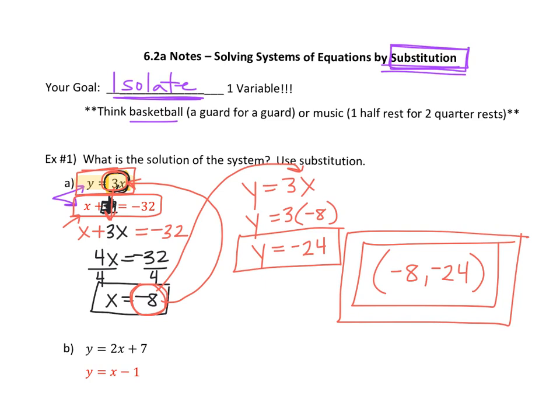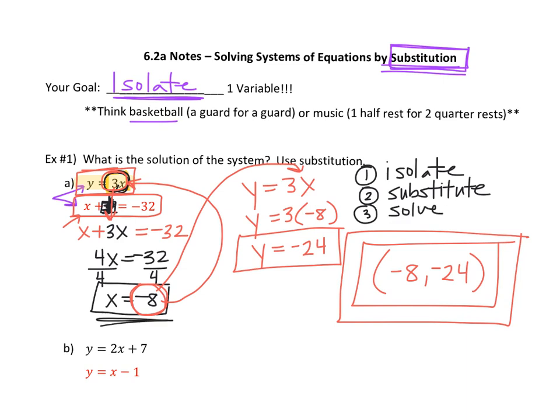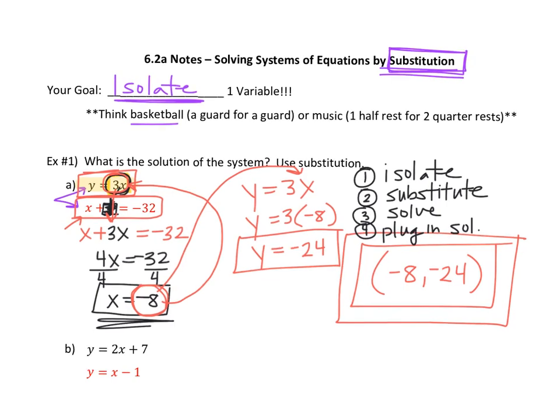Okay, so let me just talk you through it one more time. First thing we did was we made sure something was isolated. Now, we didn't have to do anything. It was already isolated. Then what we did was we substituted 2 things of equal value. And then once we substitute, we can solve our first equation. So that's what we did to get x equals negative 8. And then we're going to plug in the solution to get the other point. So that's what we're doing here. Okay, that's substitution. Let's try it again on this second one.